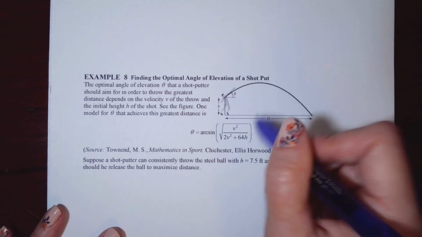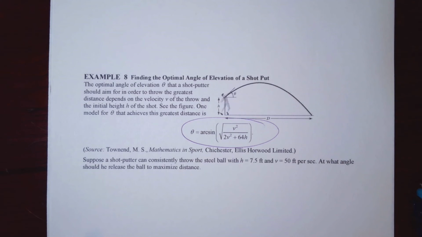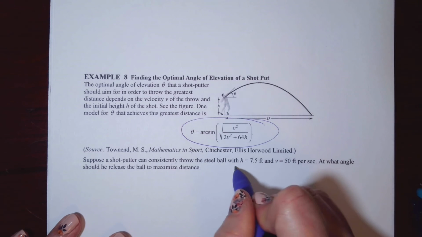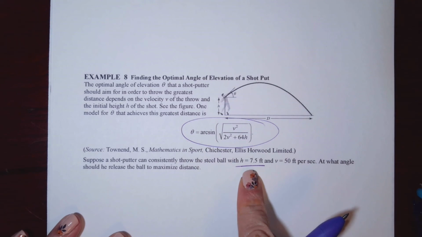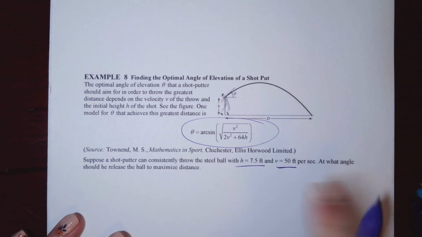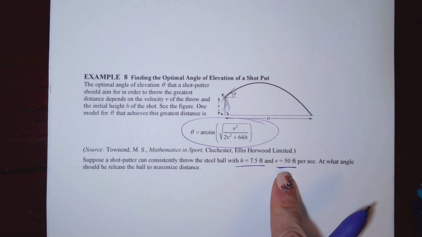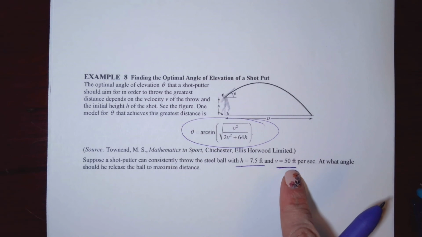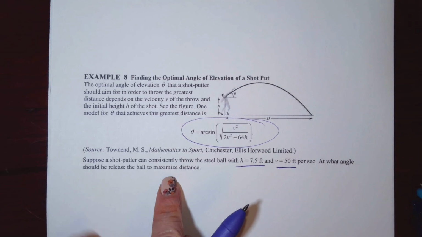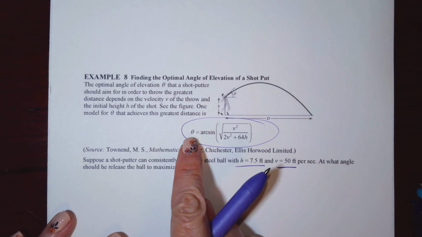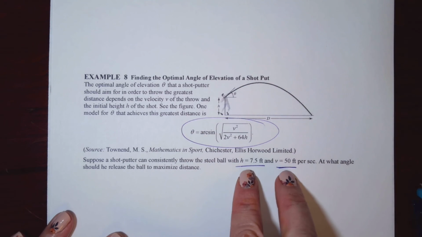So this is the formula that it's giving us to work with. Suppose a shot putter can consistently throw the steel ball with a height of 7.5 feet at a velocity of 50 feet per second. And what angle should he release the ball to maximize the distance? So we are solving for theta here. And we're solving for theta here by plugging in these given values.